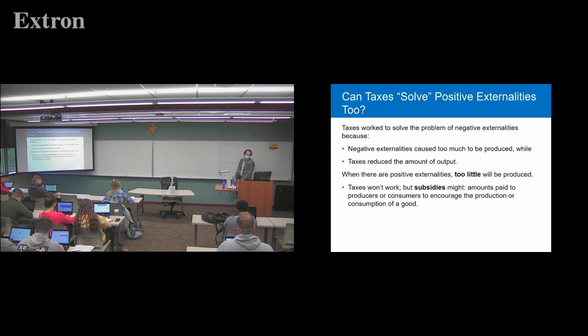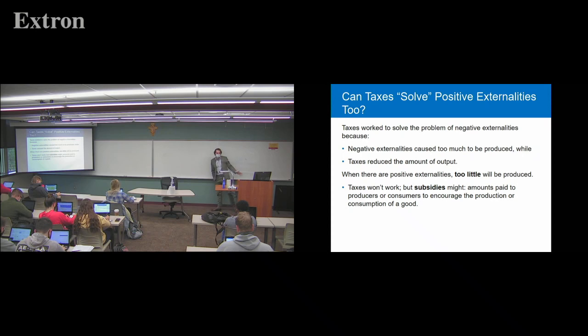Okay, so these taxes reduce the amount of output, so it moves us back towards the efficient quantity. But when there's positive externalities, we've got the opposite thing going on. Too little is going to be produced. So we can't just tax people to make them produce more, because taxing makes them produce less. That would just compound the problem.